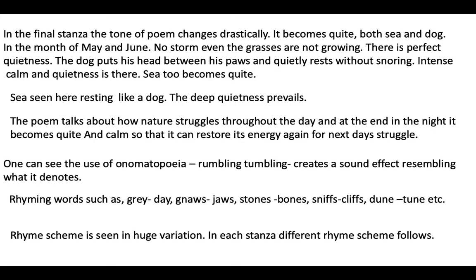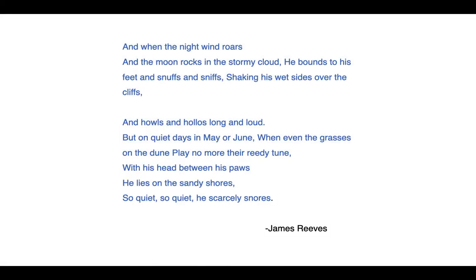Rhyming words, we can find here, like grey, day, gnaws, jaws, stones, bones, sniff, cliff, dunes, tune, etc. And one thing you can find in the poem is that there is a huge variation in the rhyme scheme. Suppose in the first stanza, if I take dog as A, then in the second it is B. Gray and day rhyme together. So the rhyme scheme in the first stanza will appear as A, B, B, C, C, D, D, E, E.